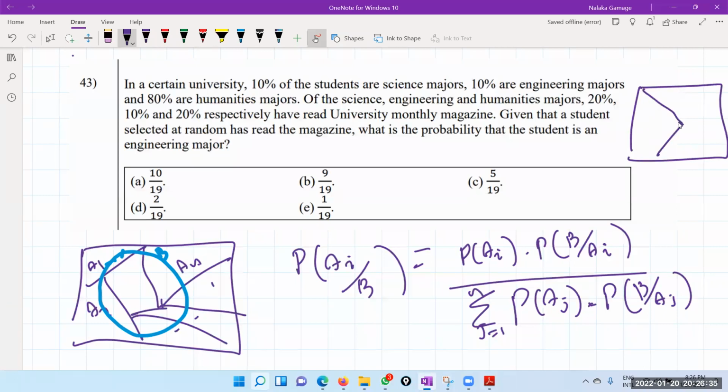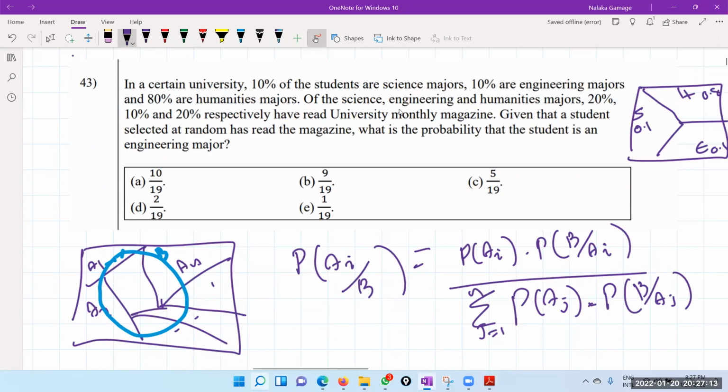Something like this. 1, 2, 3. Okay. So this is science major, 10% or 0.1. 10% are engineering majors, that is again 0.1. And 80% are humanities majors, humanities 0.8. Okay. Or 10, 80, and 10. Okay.